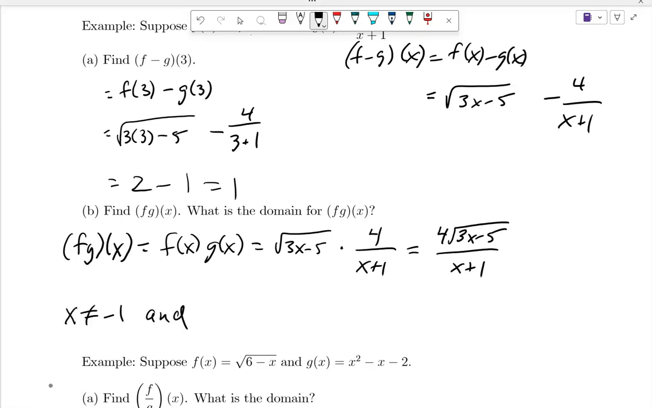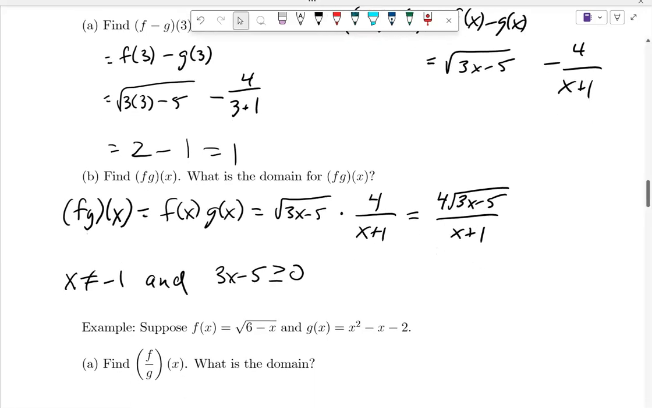What else do we need? What's the other thing you see that could be wrong? Radical of the negative. So we need 3x minus 5 to be greater than or equal to 0. That was like a problem you guys had on the test. Solve for x. So that says that x needs to be greater than or equal to 5/3, right?